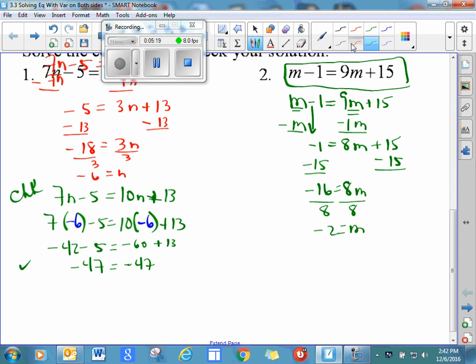For my check, I'm going to go back to the original problem. m minus 1 equals 9m plus 15. And I'm going to plug in -2 for m.